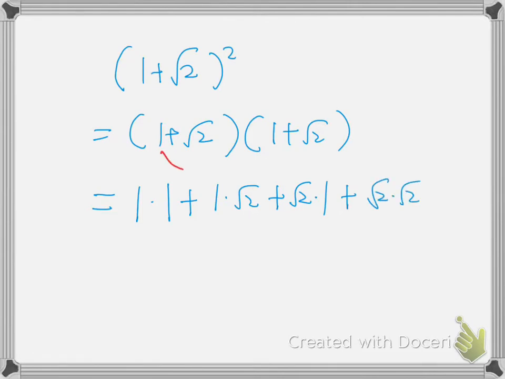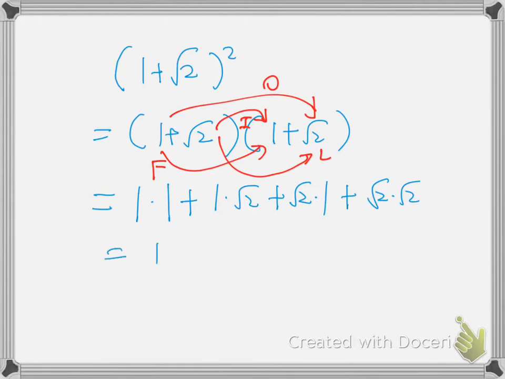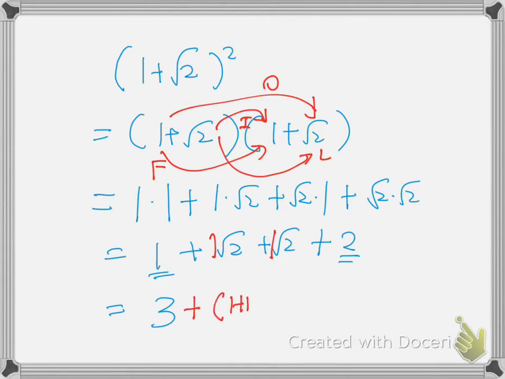Okay? So this is F, O, I and L. Between F, O, I, L is addition. Then we have 1 plus radical 2 plus radical 2 plus 2. So we can put these two together. They are integers, 3. And here we have 1 radical 2, 1 radical 2. So when you add them, it's 1 plus 1 radical 2. Keep the common radical part. So the answer is 3 plus 2 radical 2.